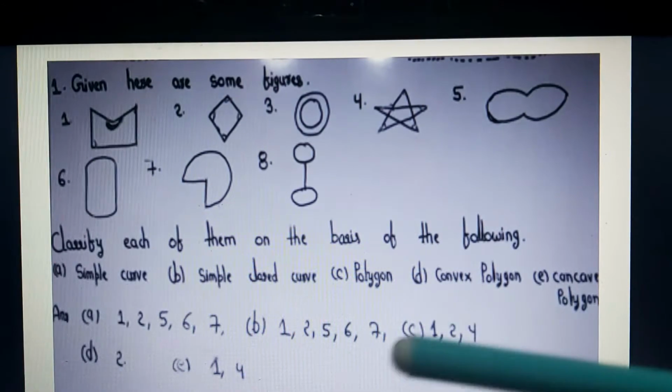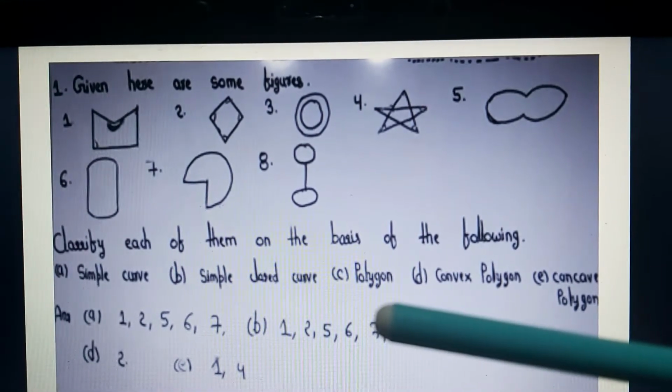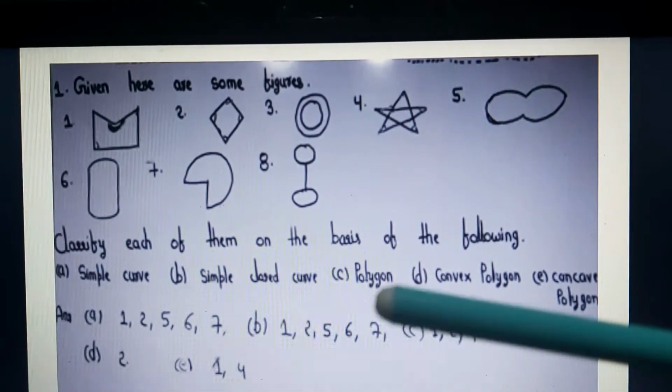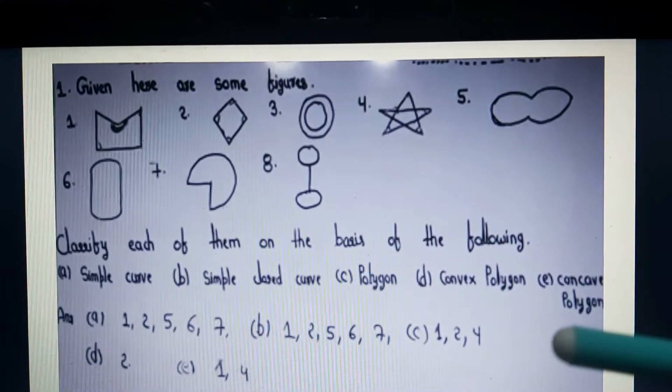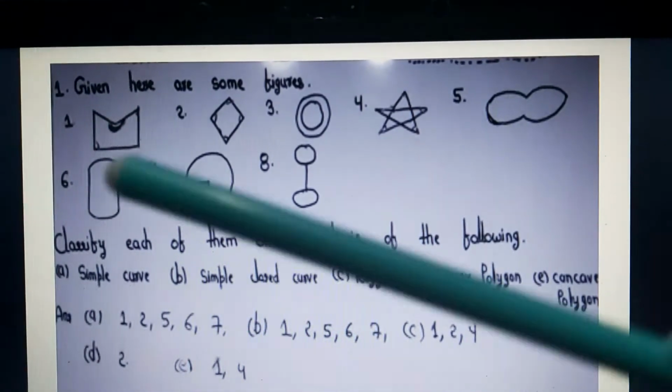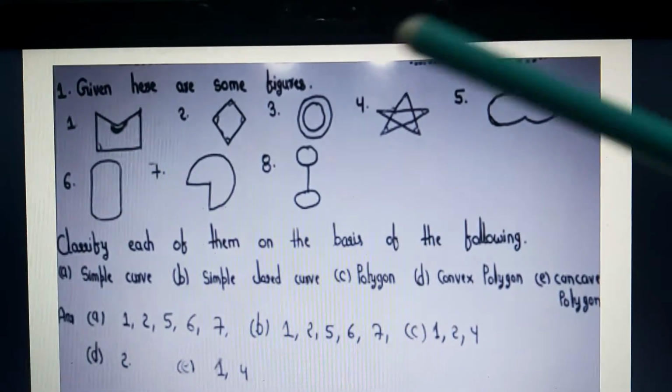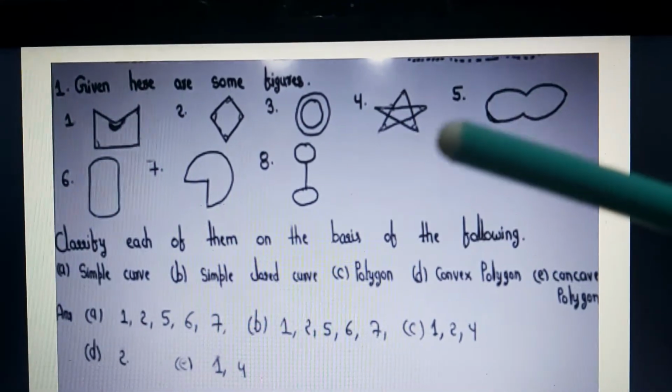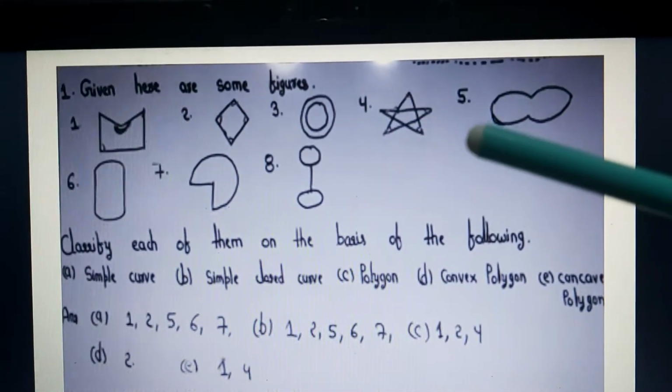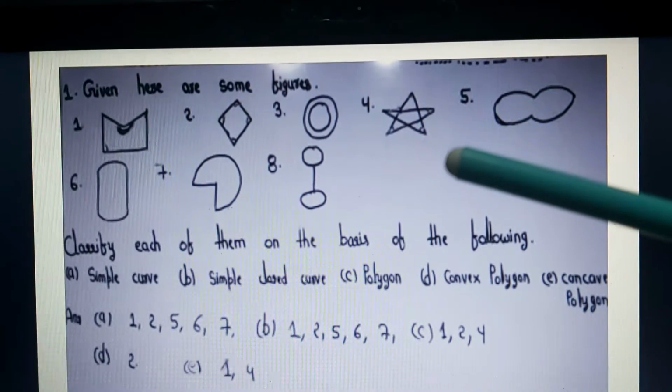And number C, we will see what is a polygon. Which one is a polygon? Number 1 is a polygon, and number 2 and number 4. So these three figures will be polygons.